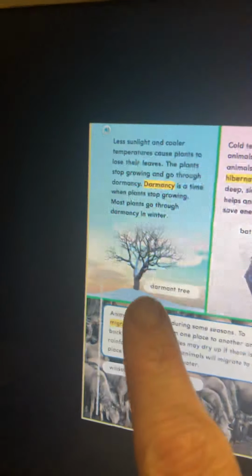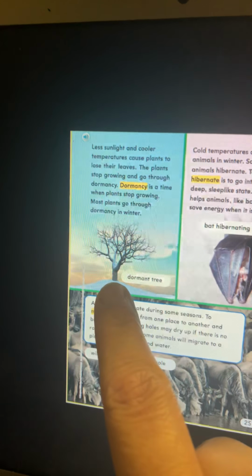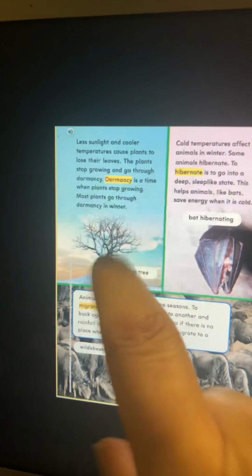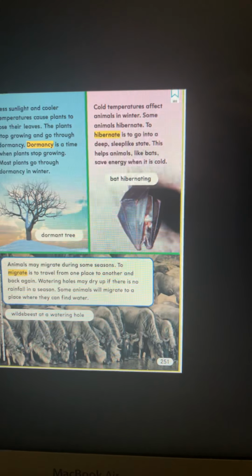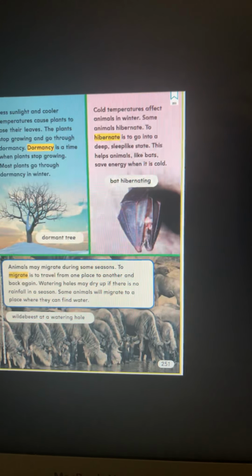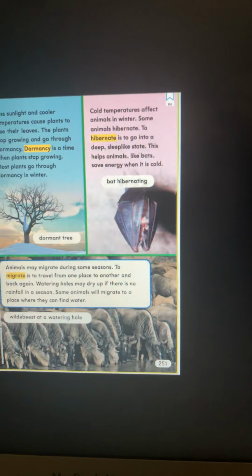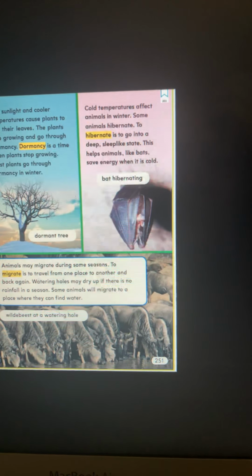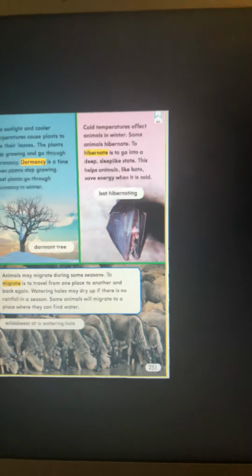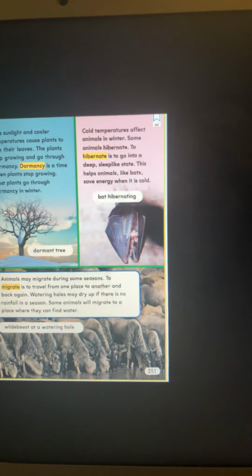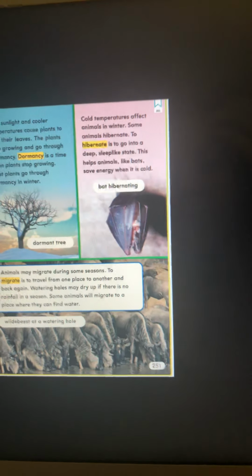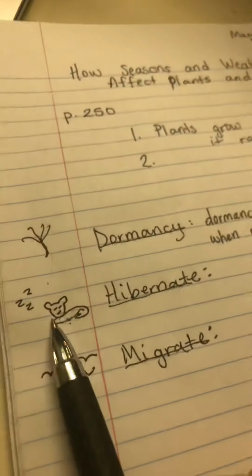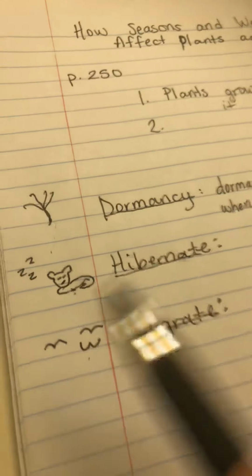So we can see a dormant tree and it looks like winter. Also, this sentence says most plants go through dormancy in the winter. Okay, so they are not growing anymore because their needs aren't being met. Cold temperature affects animals in winter. Some animals hibernate. To hibernate is to go into a deep sleep-like state. This helps animals like bats save energy when it is cold. There's a bat hibernating. Another animal that hibernates, you may have read a book about a bear hibernating. So that is what we drew for our picture for hibernate. It's the most common animal that you think about when it's hibernating.